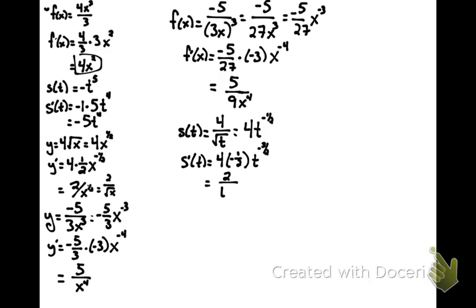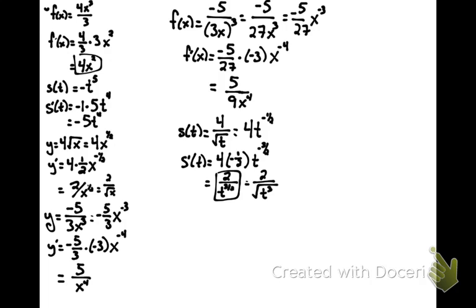Next we've got s of t equals 4 over radical t, which is equivalent to 4t to the negative 1/2. So my constant in this case is 4. S prime of t then must equal 4 times, I'm going to bring the exponent down, so negative 1/2 t to the negative 3/2. And when I simplify this a bit, we're left with 2 over t to the 3/2 power. Or you could rewrite this as 2 over the square root of t cubed. Personally, I would use exponential form, but they are equivalent.